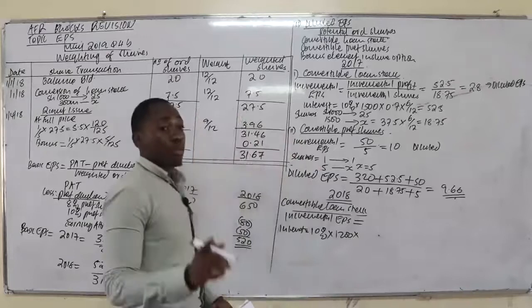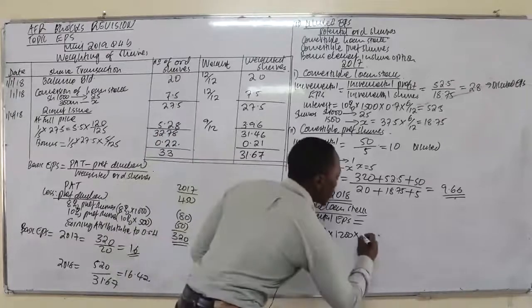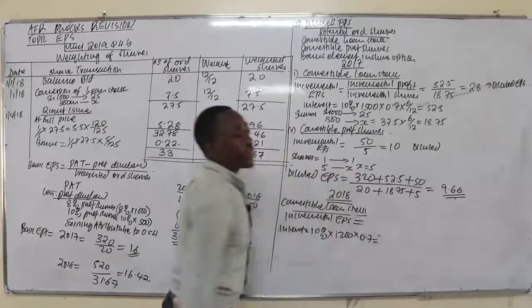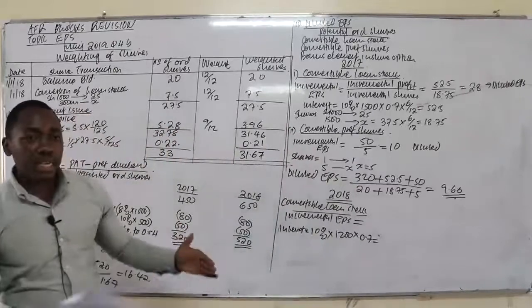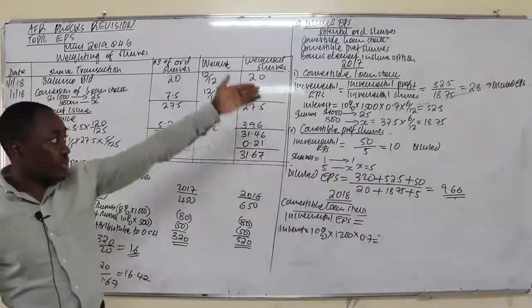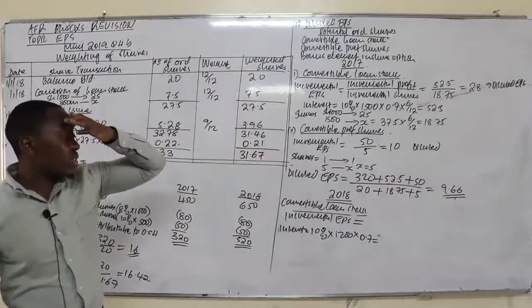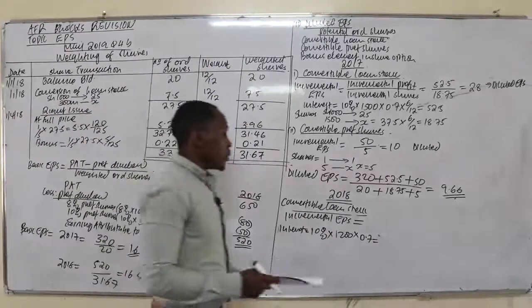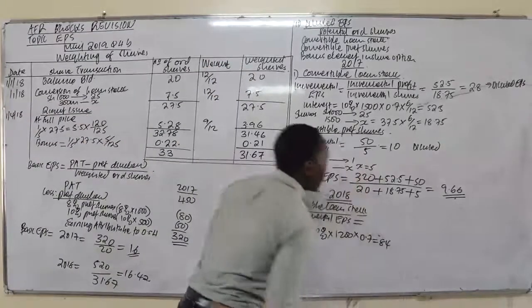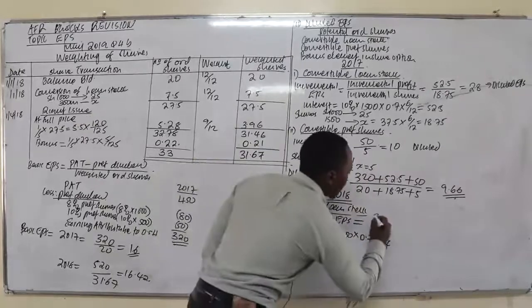Then we say that they are allowable for tax purposes. Are you together? You multiply by 0.7. That means they'll be outstanding for the entire 2018. We are not apportioning 6 over 12, we did that for 2017. What do you get? 120 multiplied by 0.7, you get 84. So incremental profit will be 84.